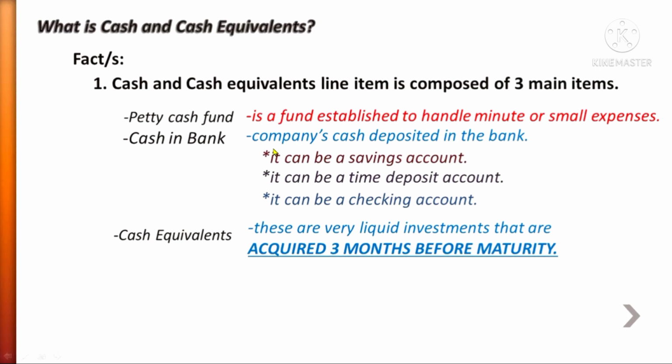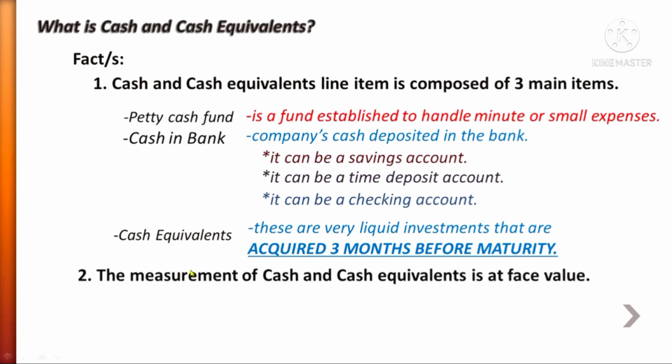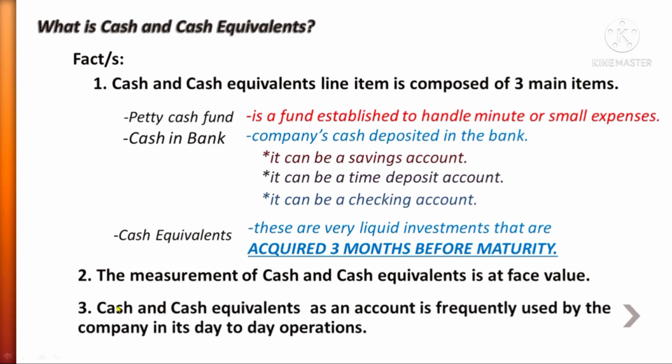So we have fact number 2. The measurement of cash and cash equivalents line item in the financial statements is at face value. So whatever is on the face of the cash and cash equivalent documents, that will be its valuation. And we have the last fact, which states that this line item, the cash and cash equivalents, is frequently used by the company in its day-to-day operations.